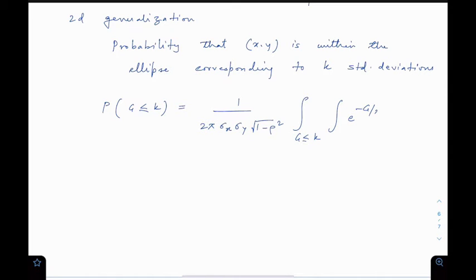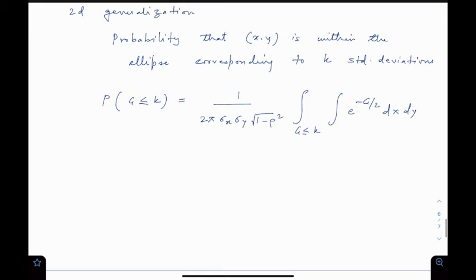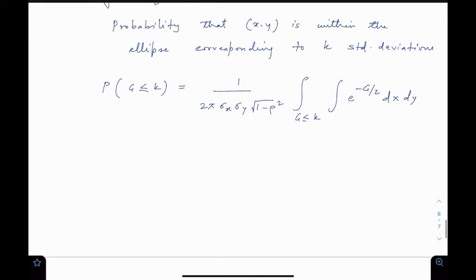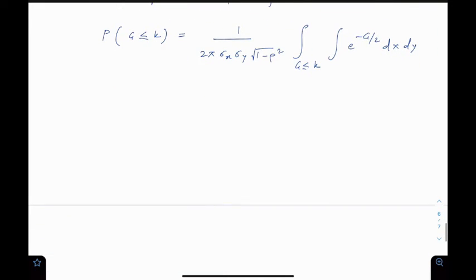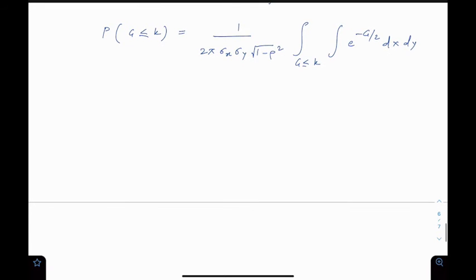Of course, doing the integral analytically is not as straightforward, so for further discussion we'll refer to some table of values. So let's say for different k, we have k equals 1, 2, 3, 4, 5, 6. First we'll look at P for g less than or equal to k, which is the 2D case.